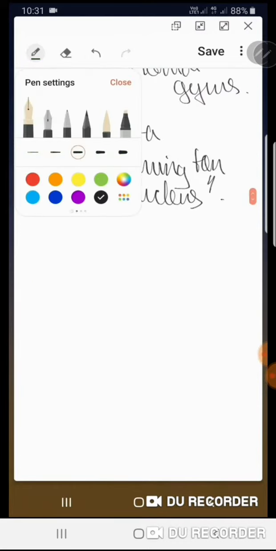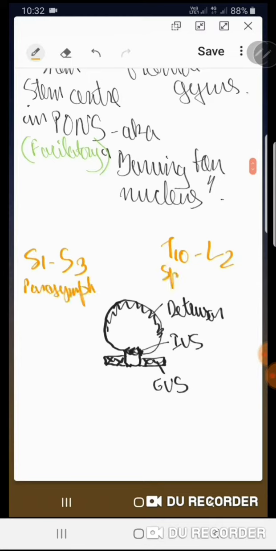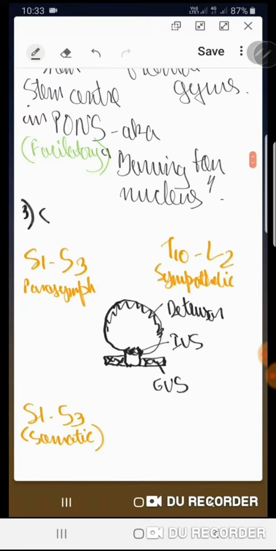Now this is a diagram of the bladder showing the internal urethral sphincter and the external urethral sphincter, and that is the detrusor. Coming to the different spinal arcs, S1 to S3 is a parasympathetic arc and T10 to L2 is a sympathetic arc. S1 to S3 also has the somatic arc. This is the spinal centers.